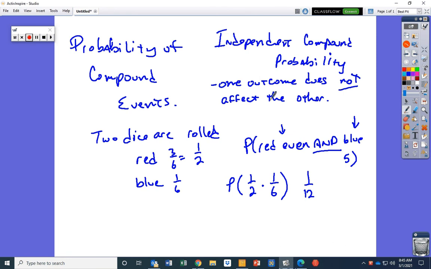Now, these are independent because does whatever I roll on the even have anything to do with what I roll on the blue? No. It doesn't affect it at all, does it? Do you understand what I mean by that?